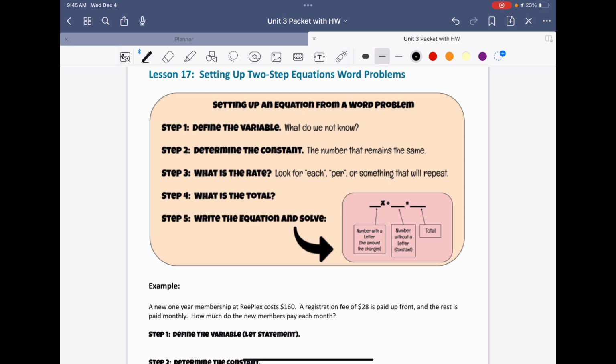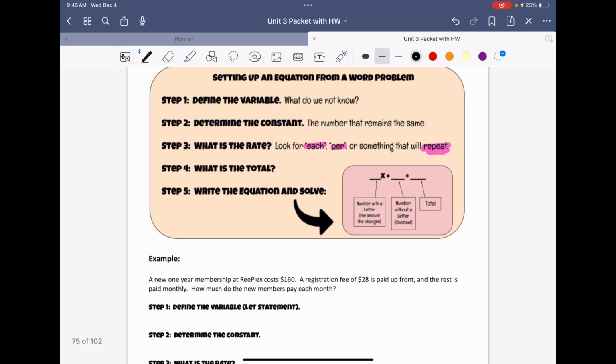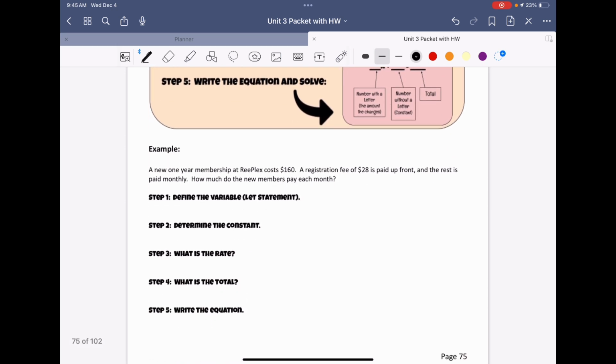So the first thing we have to do is define the variable. So what do we not know? Usually this is what the question is asking us to find. Then we're going to determine the constant, which is the number that remains the same, and we're going to find the rate. And when we find the rate, I'm going to highlight here, we're going to look for the words each, per, or something that's going to repeat. So there's more than one of those things. I'm also going to find the total, and then I'm going to just write the equation and solve. So let's go ahead and look at our first example.